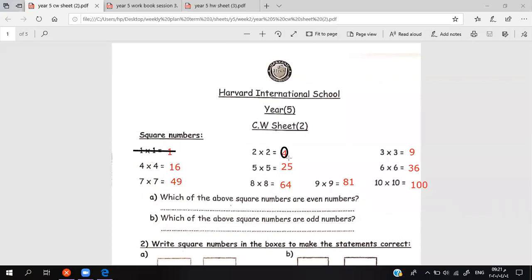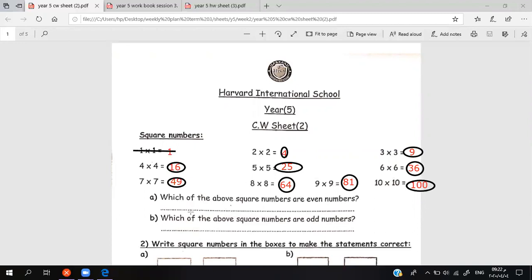Okay, the 4, the 9, the 16, the 25, 36, 49, 64, 81, 100. These numbers in the circles, they are called square numbers. Why? Because they are an answer to the same number multiplied by itself, as you can see. So these are called square numbers.